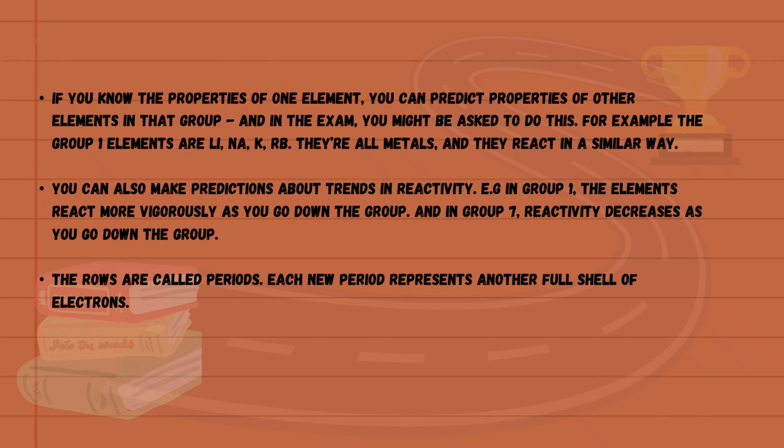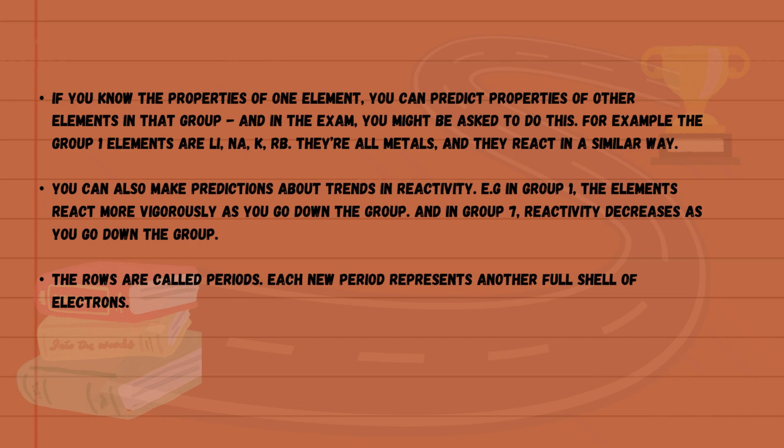If you know the properties of one element, you can predict the properties of other elements in that group. And in the exam, you might be asked to do this. For example, the group 1 elements are lithium, Na, K, and Rb. They're all metals and they all react in a similar way.